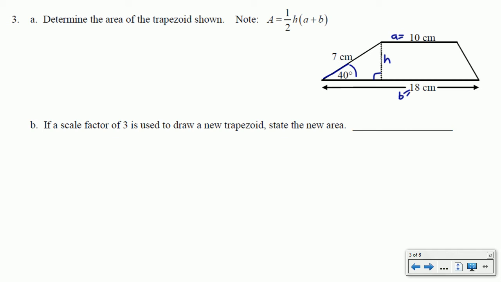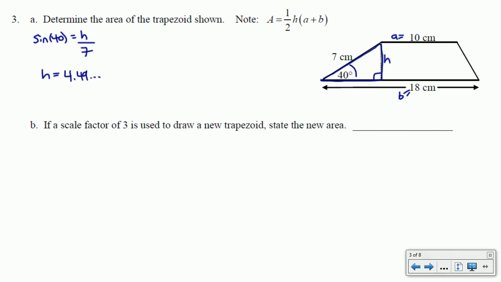So in this right angle triangle, we have the hypotenuse, we need the opposite, and we have a reference angle of 40 degrees. So we need to use sine. So sine of 40 is equal to opposite, which I've labeled h, divided by hypotenuse, which is 7. So that means the opposite side length is given by 7 times sine of 40. Make sure you're in degree mode. We get a height of 4.49.